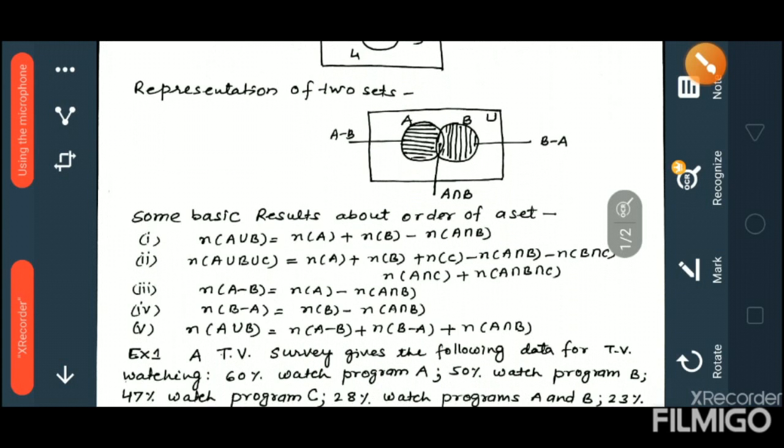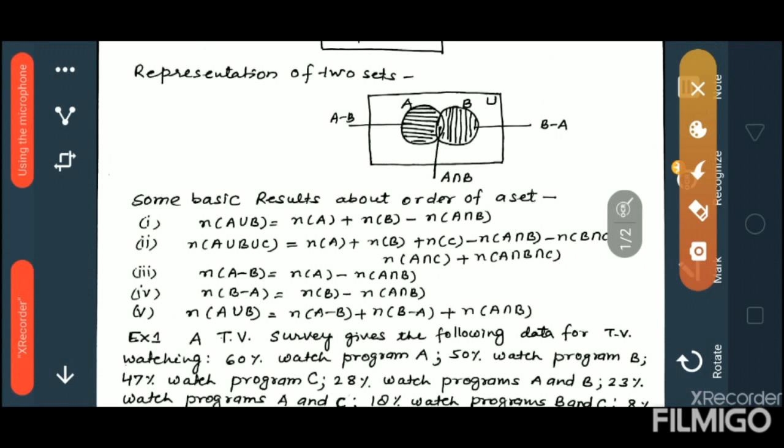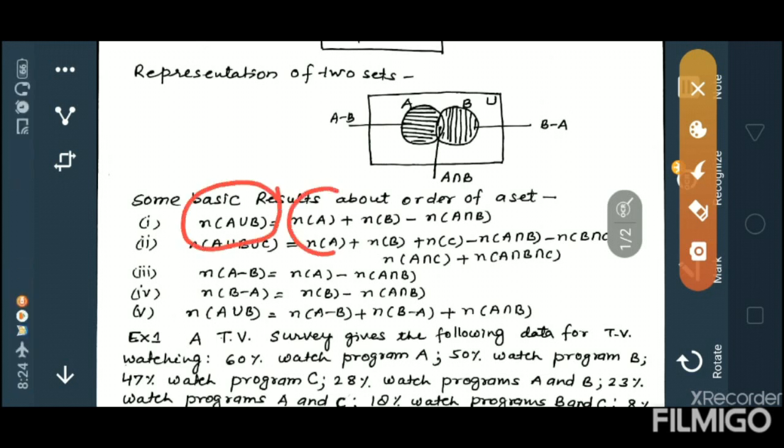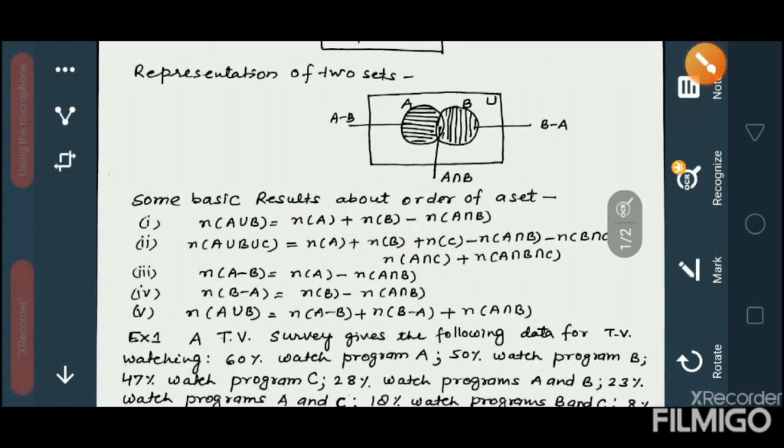Now move to another step. There are some basic results about the order of a set. You must memorize these formulas. First is the number of elements in A union B is always equal to the number of elements in A plus the number of elements in B minus the number of elements in A intersection B. Now you can understand this also using Venn diagrams.